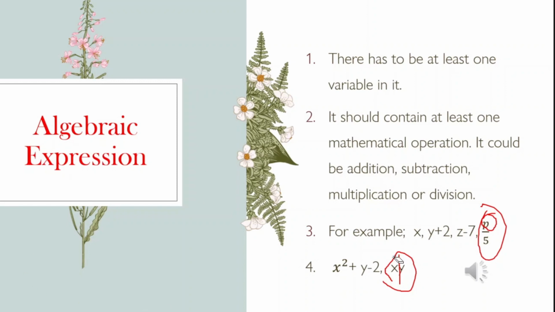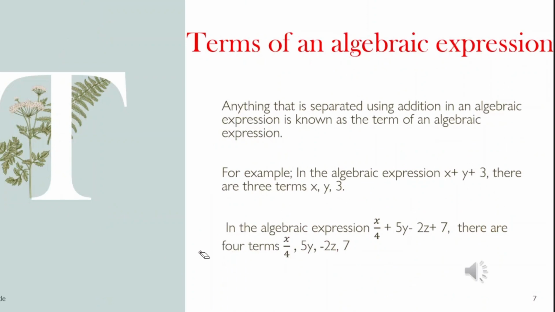Okay, now let's move to the last thing of the topic, which is terms of an algebraic expression. Now, what are terms in an algebraic expression? Anything that is separated using an addition in an algebraic expression is known as a term of the algebraic expression. For example, x plus y plus 3 is an algebraic expression, right? Because there is one variable and there is at least one mathematical operation. So, if you look carefully, x and y are separated using an addition symbol. So x is one term, y is one term. Again, y and 3 have been separated using addition. So y is one term, 3 is one term.